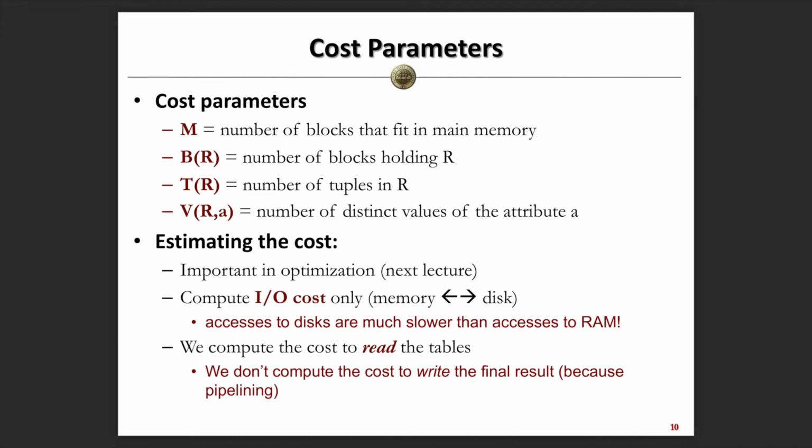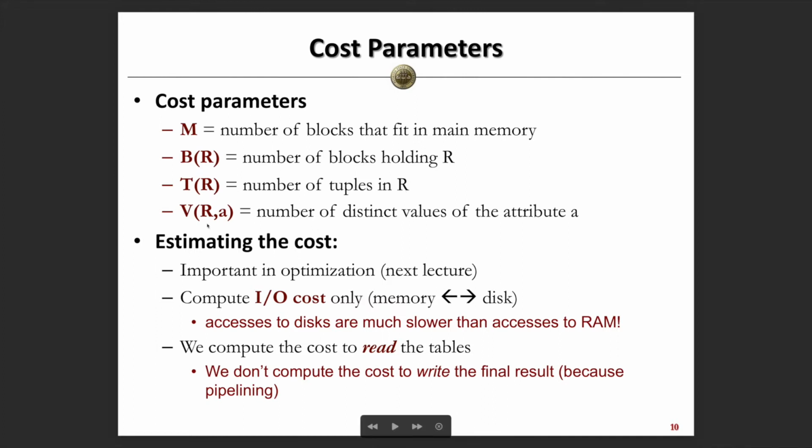Another parameter is a capital B of R. This R is a relation, right? And this B(R) denotes the number of blocks holding a relation. We can load all the data in the relation into the memory, and it denotes how many blocks we can use for holding the relation. And we also have a T(R), right? This R is also a relation. The T(R) denotes the number of tuples inside the relation. It denotes how many rows there are in the relation for holding the data, right?